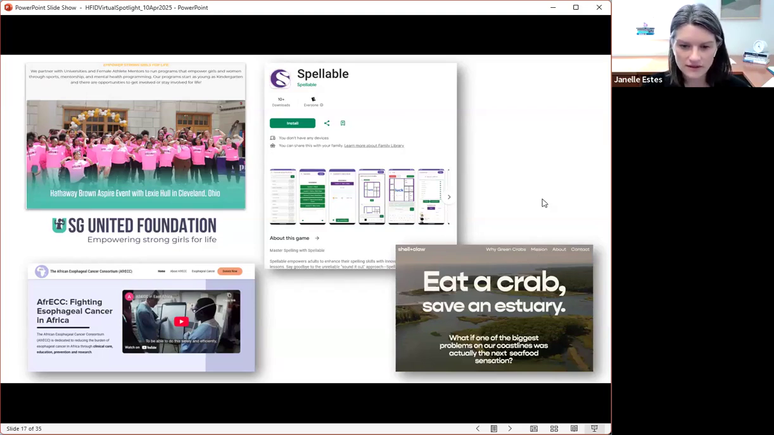And then this one over here is another pop-up project. I just grabbed this screenshot last night. I didn't realize that they had changed their tagline to "Eat a crab, save an estuary," which I think is interesting. I wonder what visitors have to say about that. But they are a startup on the coast of Maine, southern Maine, that is trying to do something with the green invasive crabs that are eroding the Maine coastline. And so they're trying to get more grant funding.